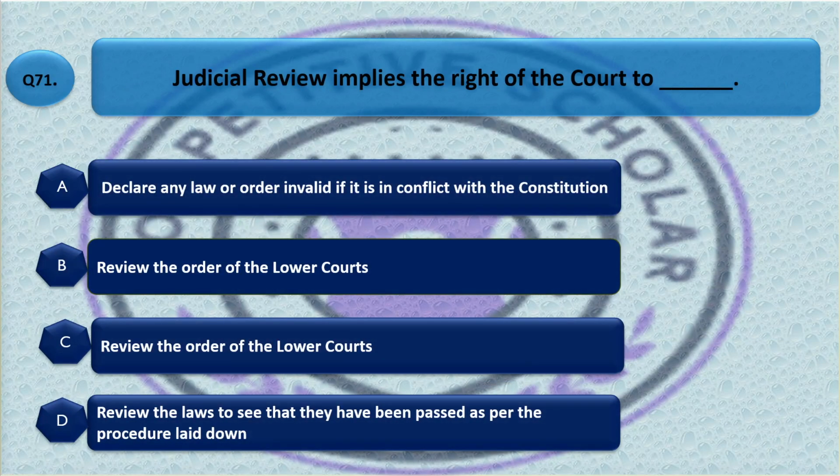Judicial review implies the right of the court to option A, declare any law or order invalid if it is in conflict with the Constitution. Option B, review the order of the lower courts. Option C, review the order of the lower courts. Option D, review the laws to see that they have been passed as per the procedure laid down. Answer is option A.